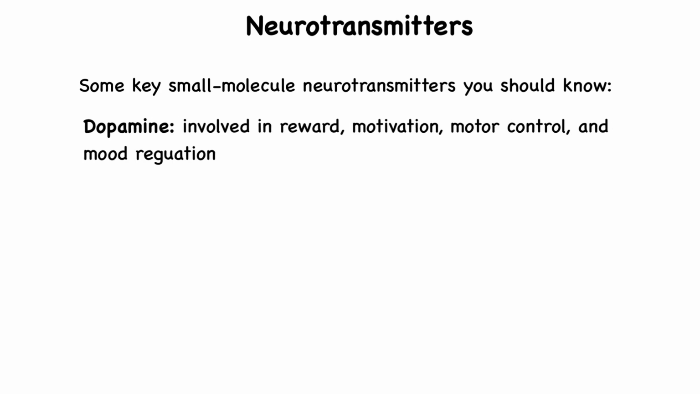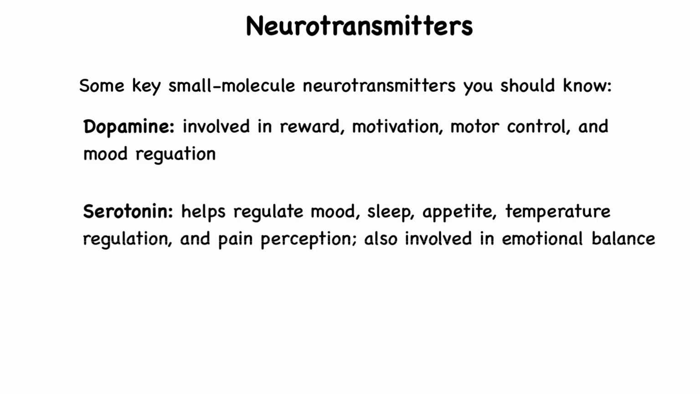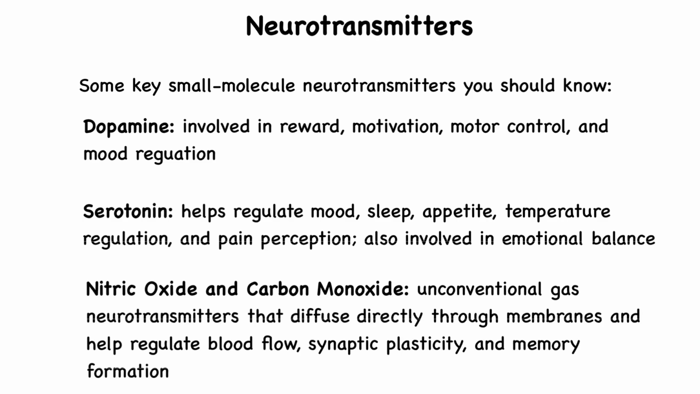Dopamine is involved in reward, motivation, motor control, and mood regulation. Serotonin helps regulate mood, sleep, appetite, temperature regulation, and pain perception. It is also involved in emotional balance. Nitric oxide and carbon monoxide. These are unconventional gas neurotransmitters that diffuse directly through the membranes and help regulate blood flow, synaptic plasticity, and memory formation. Neuropeptides are a special class of signal molecules in the nervous system.